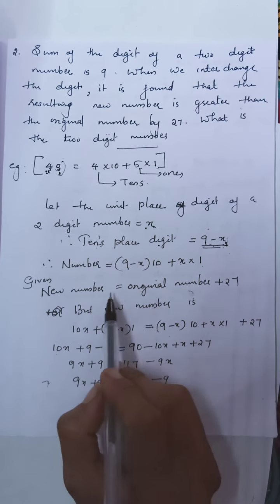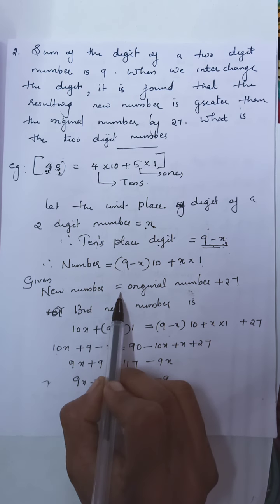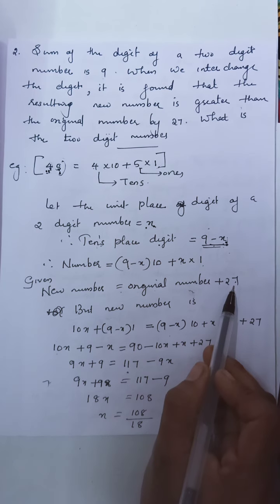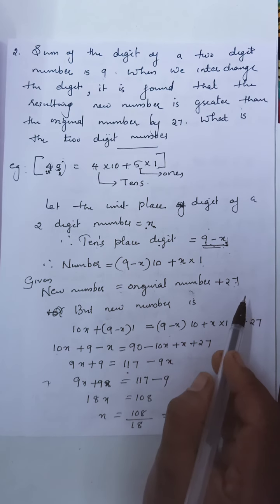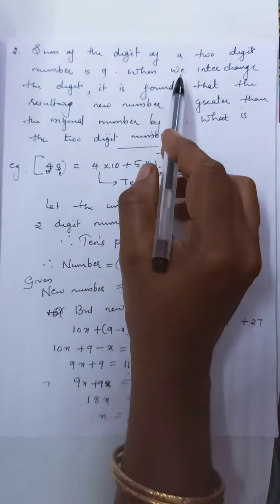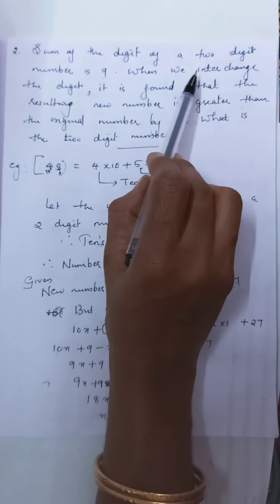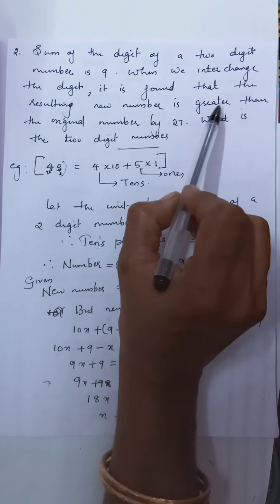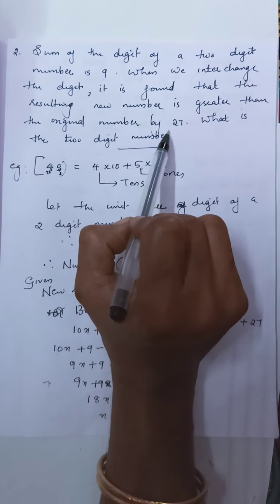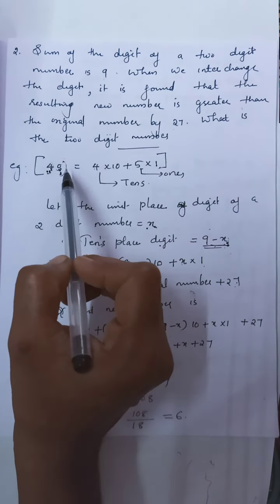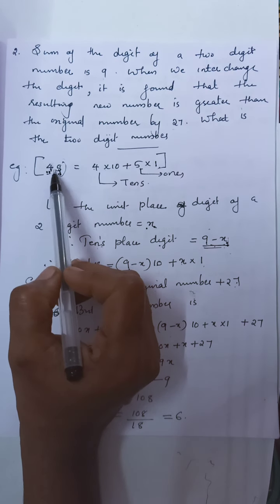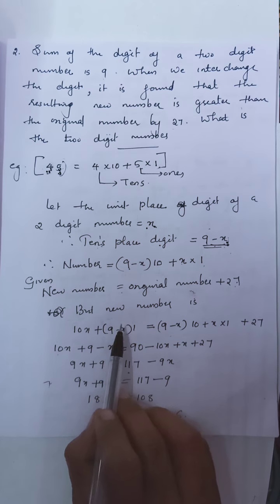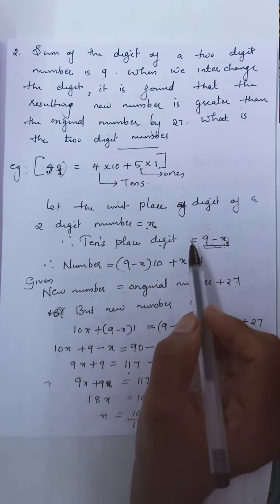And a condition is given: new number is equal to original number plus 27. That's the condition. So, first you find out the new number. How do you find out the new number? If we interchange the digits, it is found that the resulting new number is greater than the original number by 27. For example, 45, if you interchange, what do you get? 54. Similarly, here also, if you interchange the digits, you get the new number.